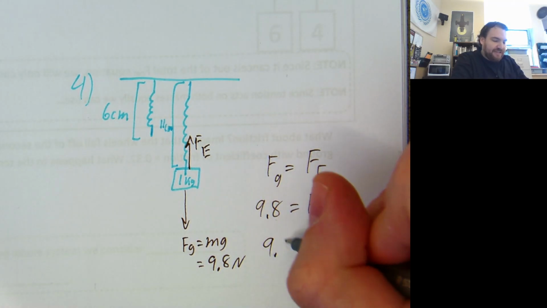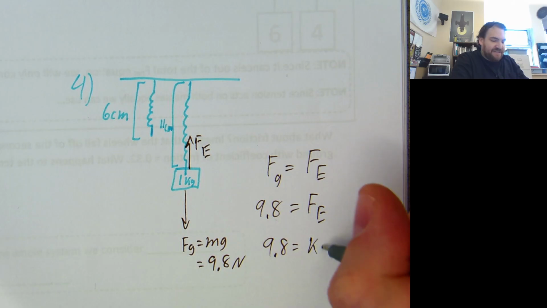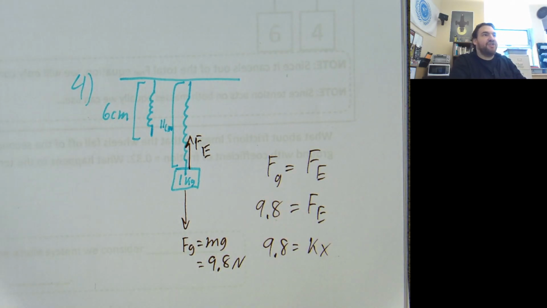So now we can start to plug these things in. 9.8 is going to equal Kx. Do we know what the extension of the spring is?